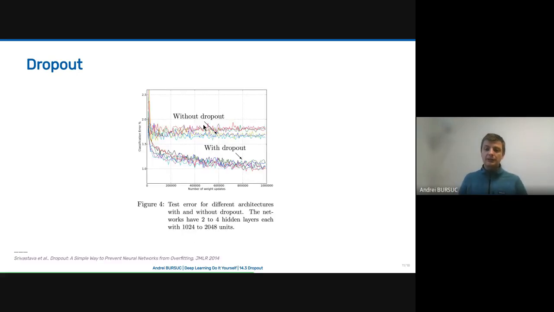In this experiment from the original dropout paper, the authors show, across several architectures with 2 to 4 hidden layers and with 1,000 to 2,000 hidden units or neurons, the difference in classification error without dropout and with dropout. This is the classification error on the test set, right? We see that it's a lot better with dropout than without. It's consistent across all types and sizes of architectures.